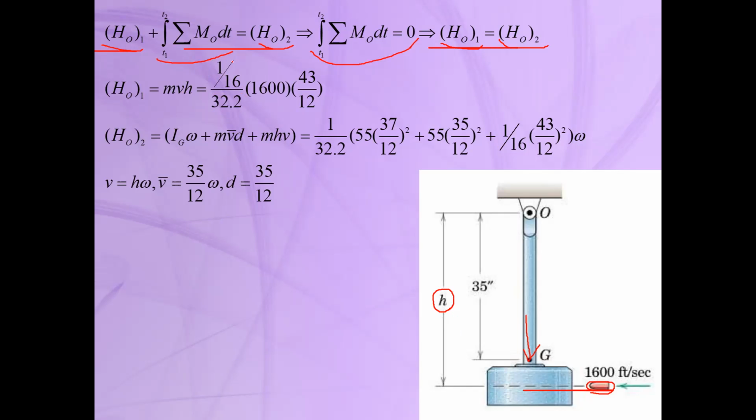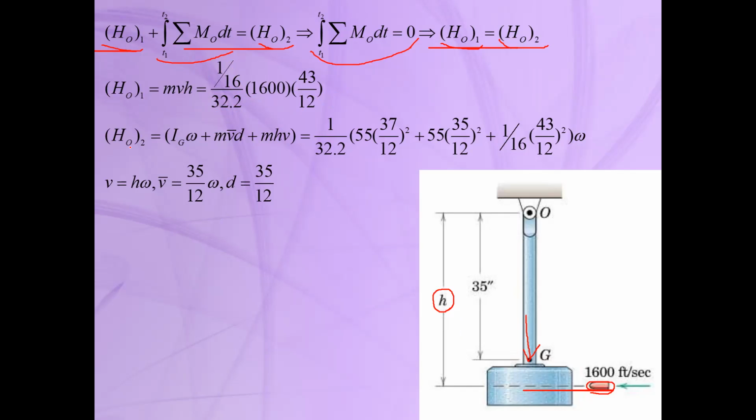So m is 1 divided by 16. This is in pounds. We should convert it into slugs, or the mass pound, so we divide this by 32.2. V, the velocity, is 1,600 foot per second, and h is 43 inch. We should divide it by 12 to convert it into foot. So this is the HO1.